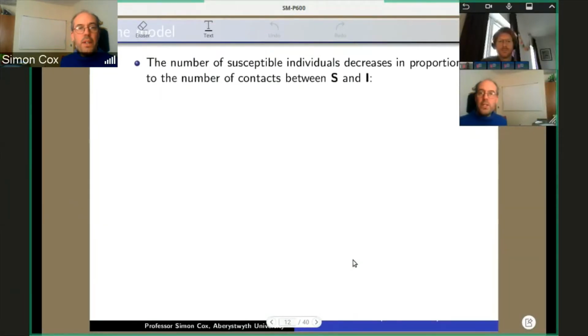So now we need to write down some mathematical model. And the first thing I want to think about is how the number of susceptible individuals changes. And so clearly, if there are more susceptible individuals and more infected individuals, and they come into contact more often, then we expect the number of susceptible individuals to decrease and the number of infected individuals to increase. So how do we write that as a piece of mathematics?